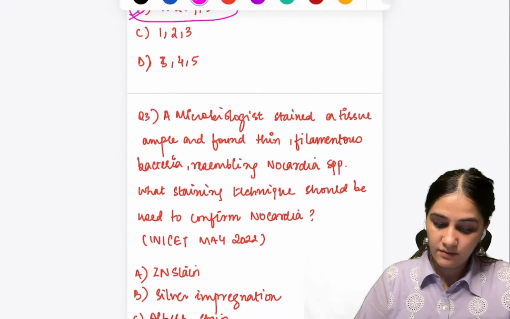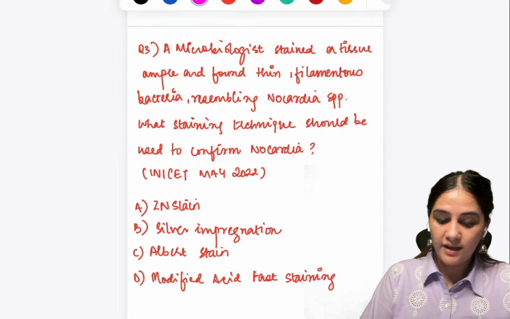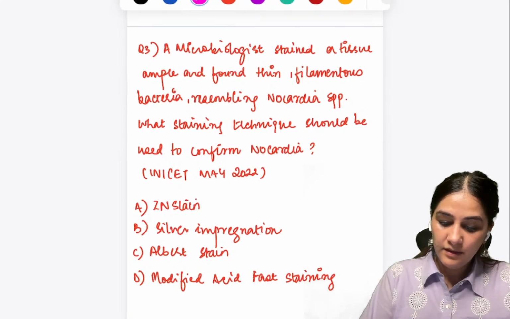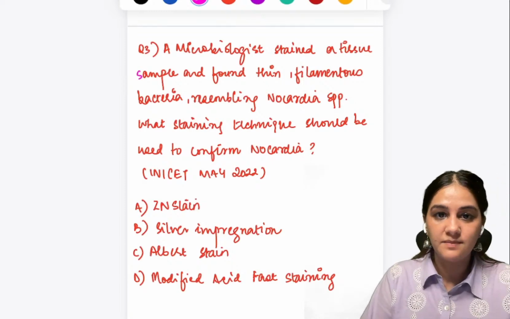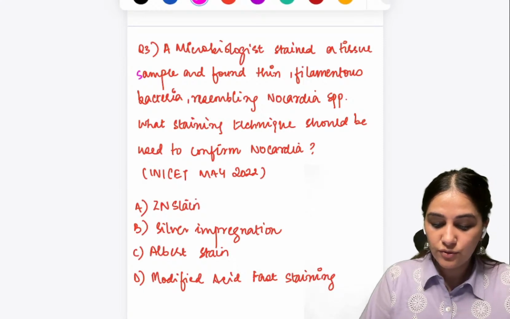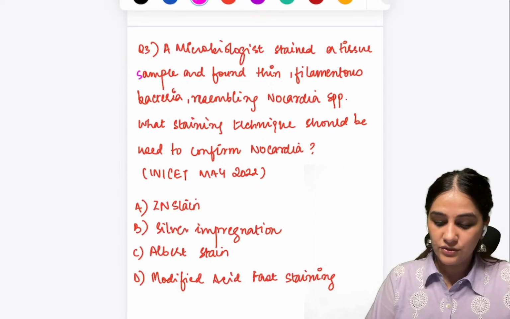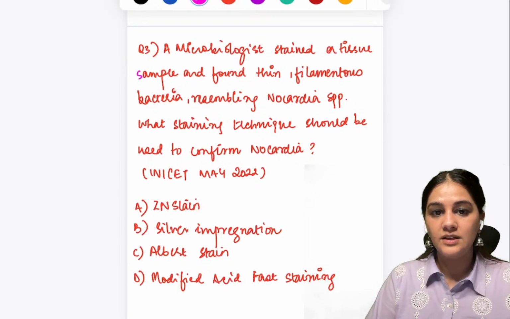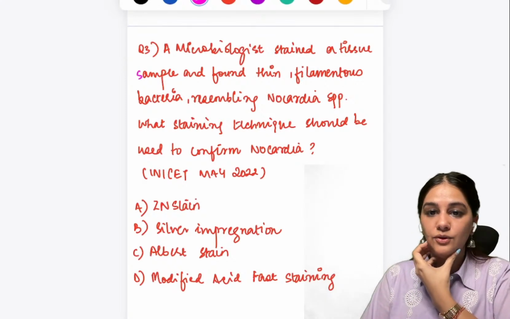Then next, we are going to look at this question. A microbiologist stained a tissue sample and found thin filamentous bacteria resembling Nocardia species. So now they've given the answer, it's the Nocardia species. So what staining technique should be used to confirm Nocardia? This is an INICET May 2022 question. So it is ZN stain, silver impregnation, Albert, or modified acid fast staining.